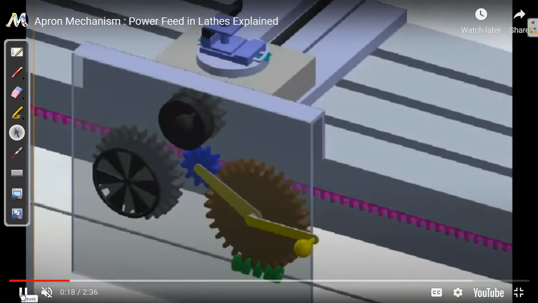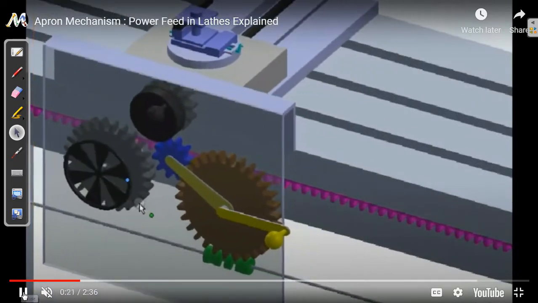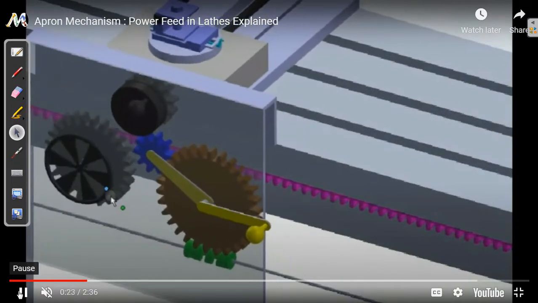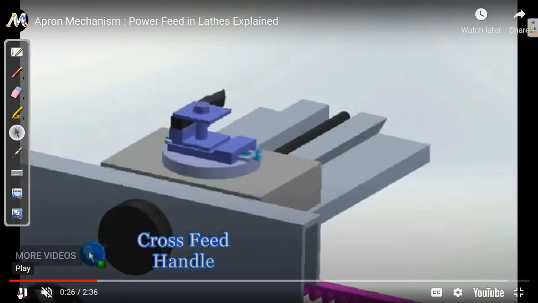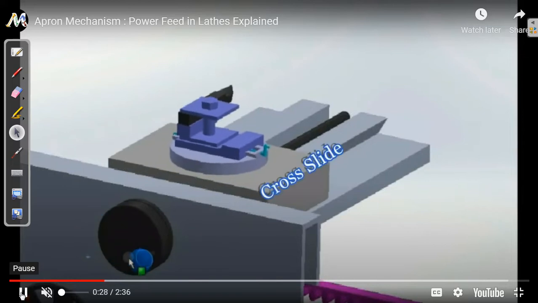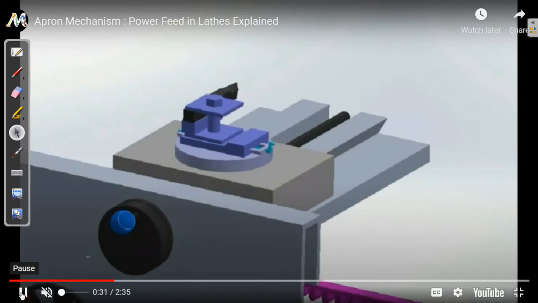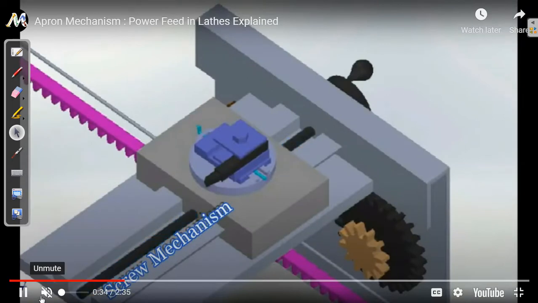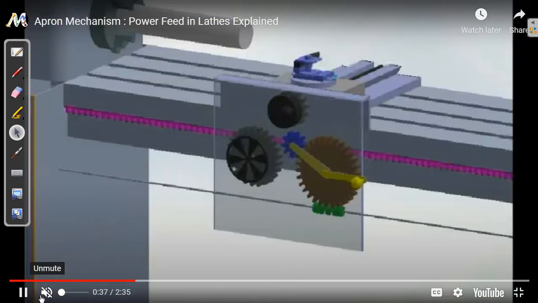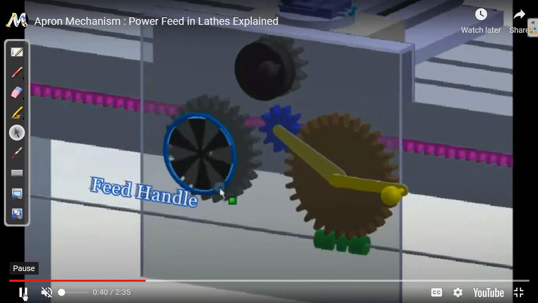So let us see on the other side. Here you can see as you rotate the hand wheel how the motion is passing to the rack. Now in the case of cross feed, it is basically the motion by which you can move the cross slide perpendicular to the direction of the bed. Here you see this is the cross slide motion. Now you observe here a simple screw nut mechanism by which the cross slide works.